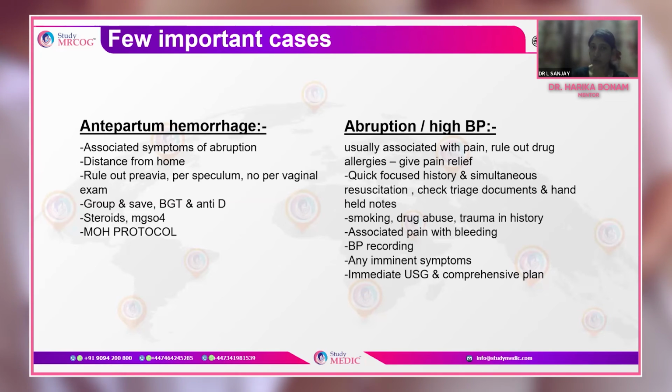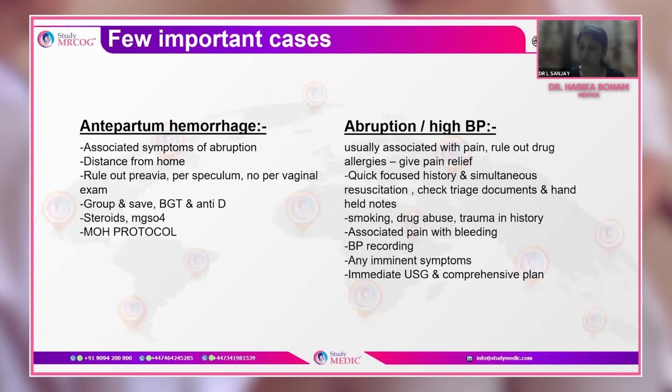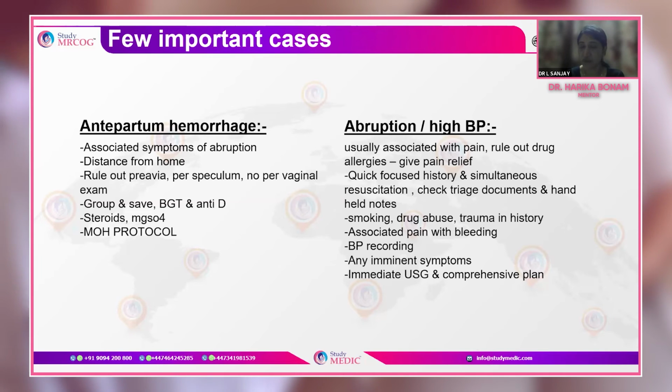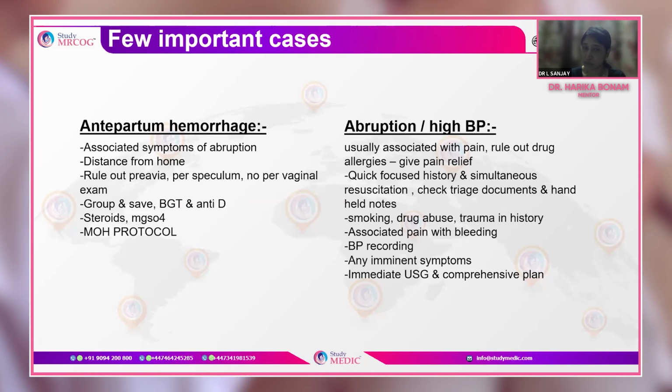If imminent symptoms are there, give magnesium sulfate. All these things are very important and have to be considered. Check the triage documents and the handheld notes always, to see if you're missing something. And if there is a history of smoking, drug abuse or trauma, because they are risk factors for abruption, you can quickly ask about it. Ask if there is any associated pain with the bleeding, what her BP recordings are, and any imminent symptoms.